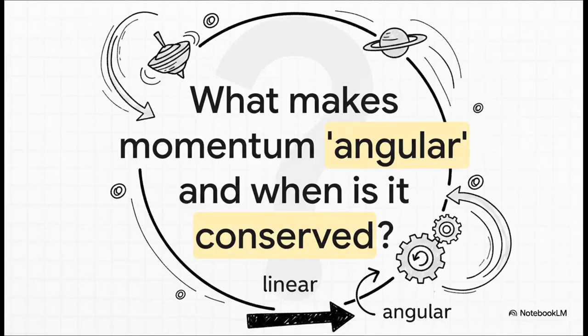But hang on, before we start plugging in numbers, let's just think for a second. We all get momentum in a straight line, right? But what happens when things rotate or even just fly past a point? What makes momentum angular anyway? And what are the magic rules that decide when it stays the same versus when it changes? Keep those questions simmering in the back of your mind.